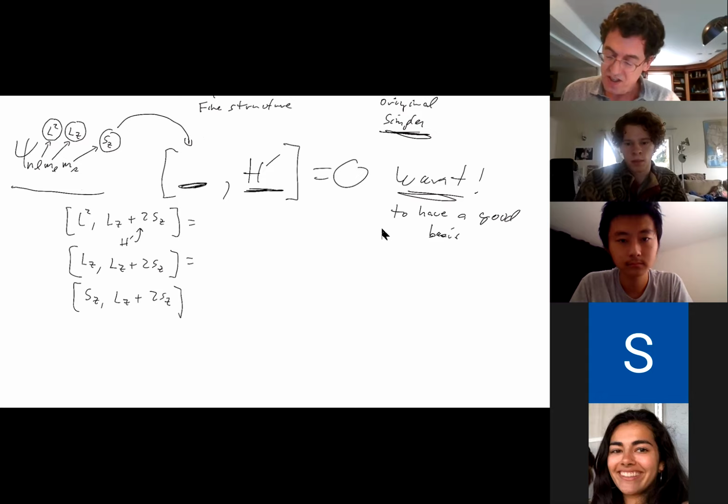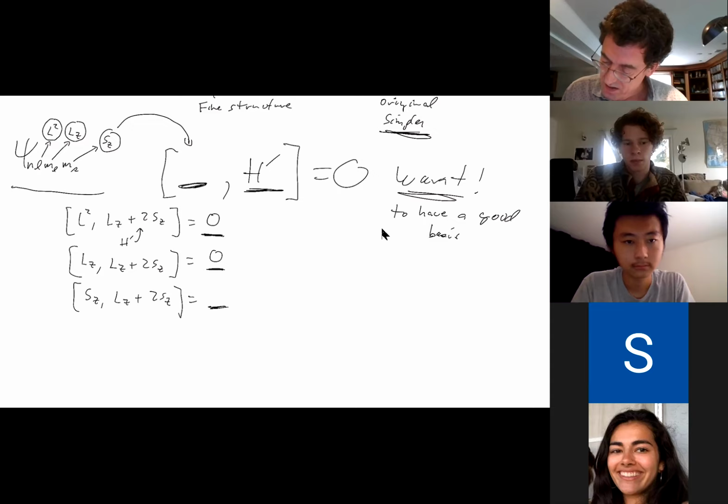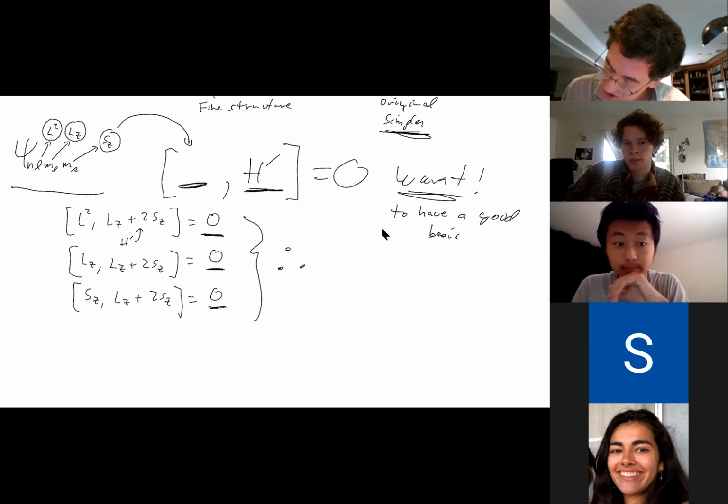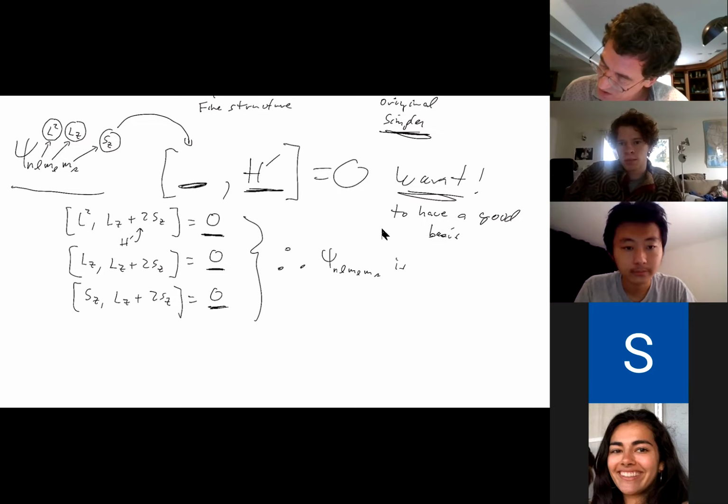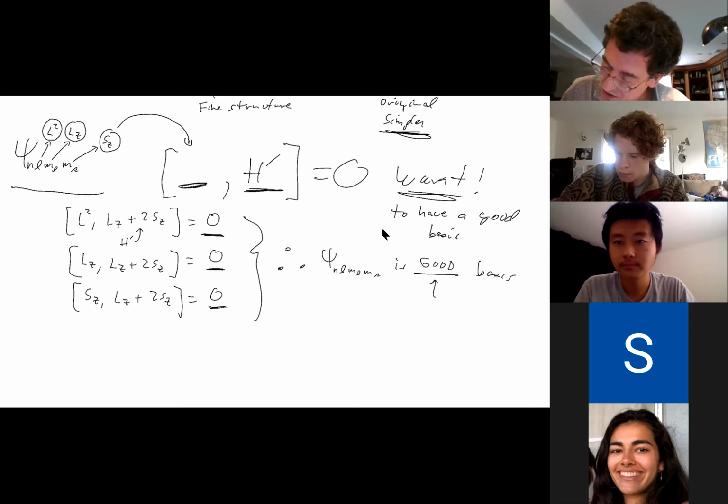Now let's look at these commutators. If you look at them for a second, you'll see that the first one is equal to what? Zero. That's right. And this one is equal to what? Zero. That's right. And this one? Also zero. That's right. And so therefore, psi N L M sub L M sub S is a what basis? Good. Yes. Yay, it's a good basis. That's beautiful. Our trick tells us that that's a good basis.